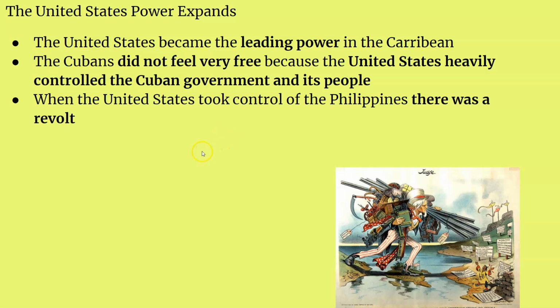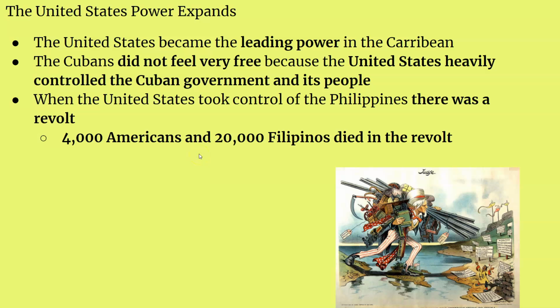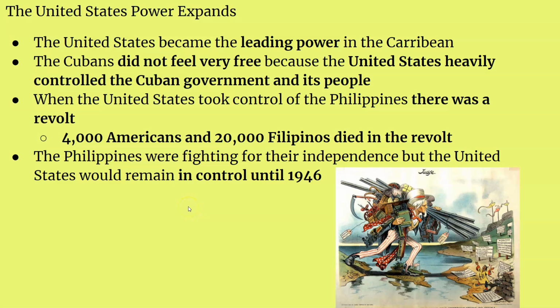And then after defeating the Spanish, who were controlling the Philippines, now the United States has an interest in the Philippines. But there was a revolt in the Philippines against any kind of United States control. 4,000 Americans died, 20,000 Filipinos died in this revolt, so it was this whole mess. Eventually the revolt ended relatively quickly, and the Philippines would remain for another 40 years under United States control until the end of World War II in 1946.